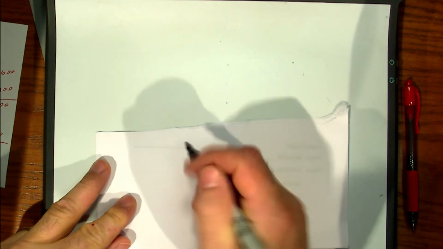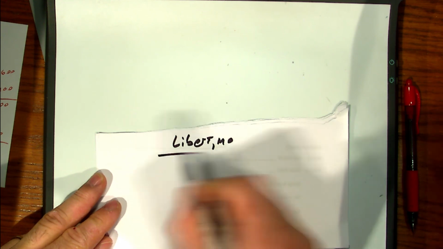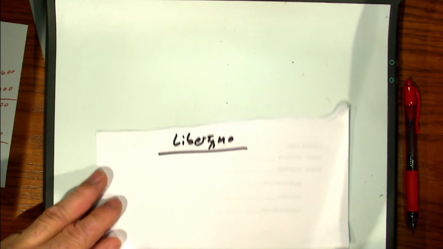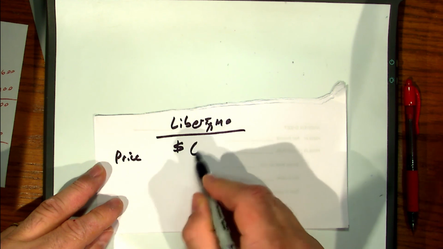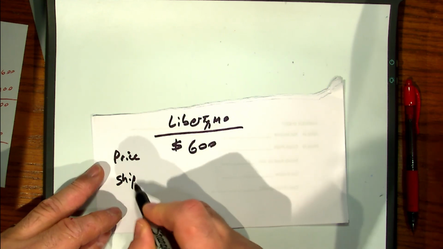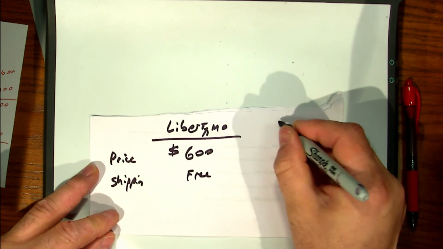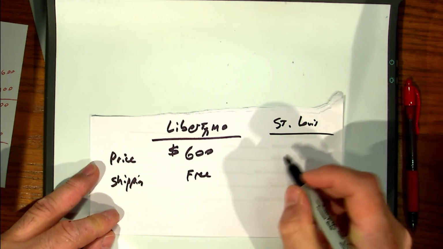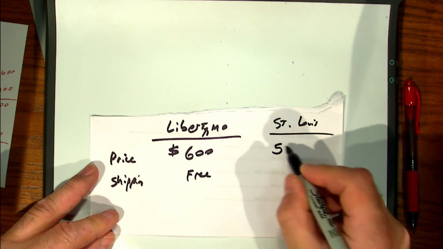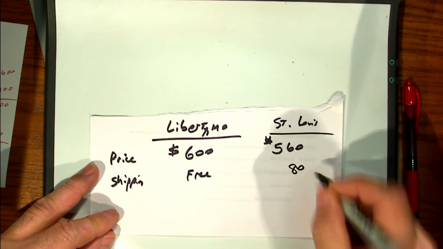Let's say we are a piano retailer. We're in Kansas City, and we can buy our piano from Liberty, Missouri, which is pretty close by, and the price of one piano is $600, and the shipping is free. Or we could buy it from St. Louis, which is about 4 hours away. The price of the piano is only $560, but the shipping, since it's farther away, costs $80.